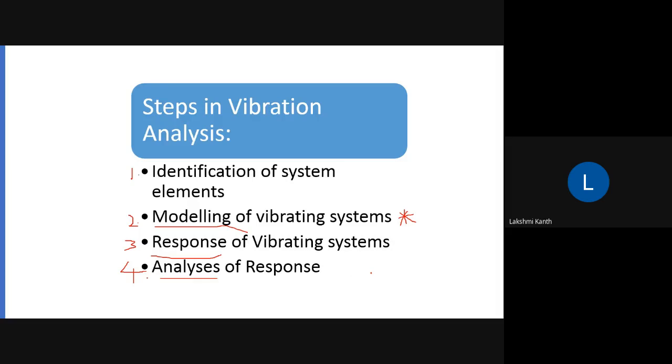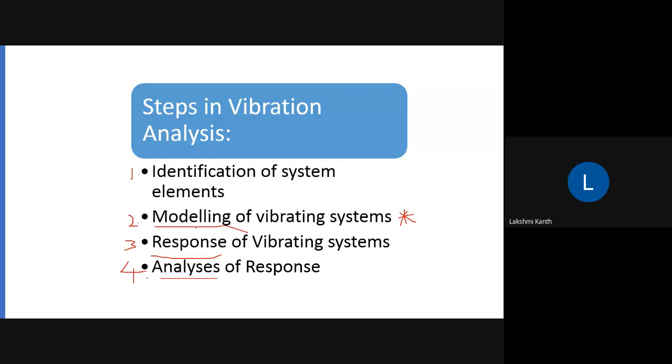Is this okay or not? This is the general philosophy, and it is applicable for any problem. First, identify the system elements, identify the system. If it is mechanics of solids or a deformable body, first identify which type of system it is. It is a column, or a beam, or something else. That is the first identification.